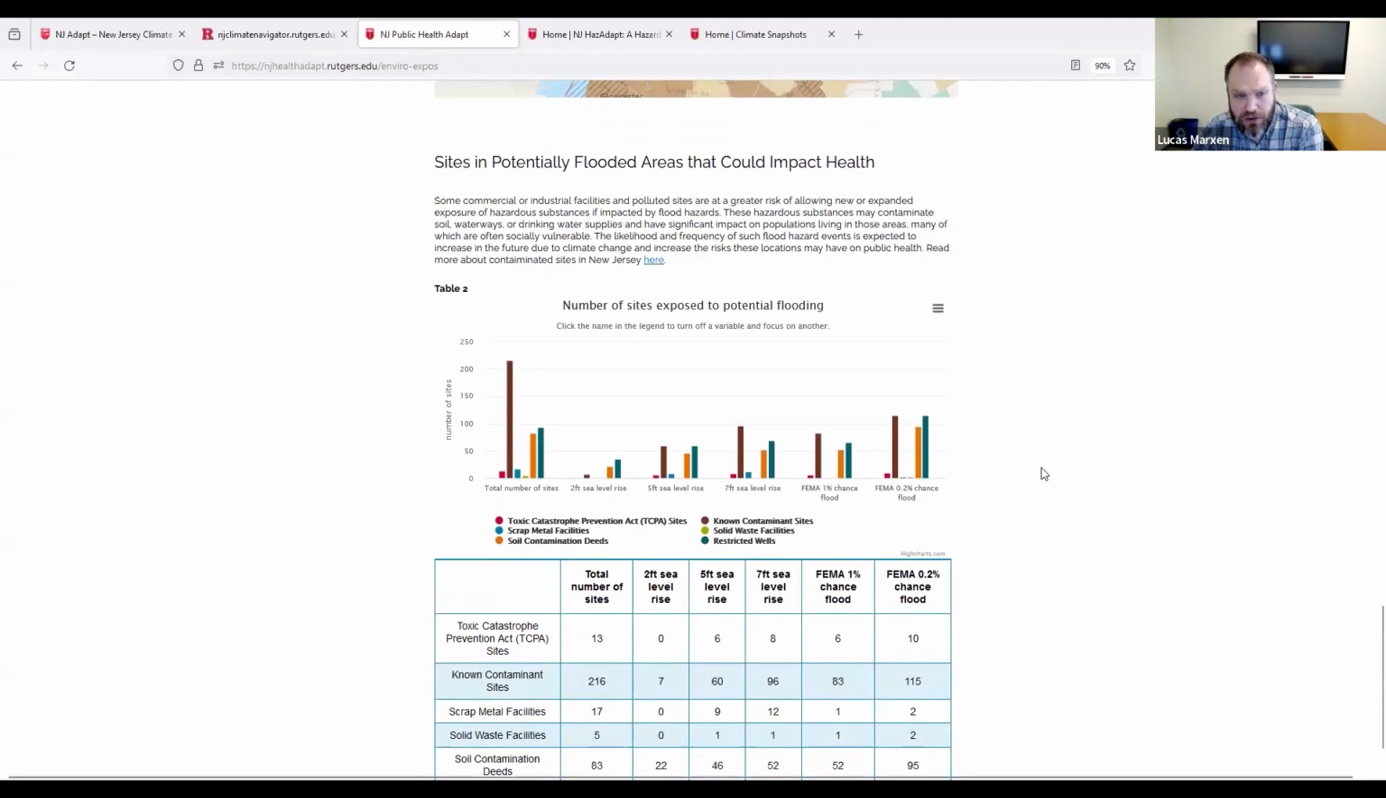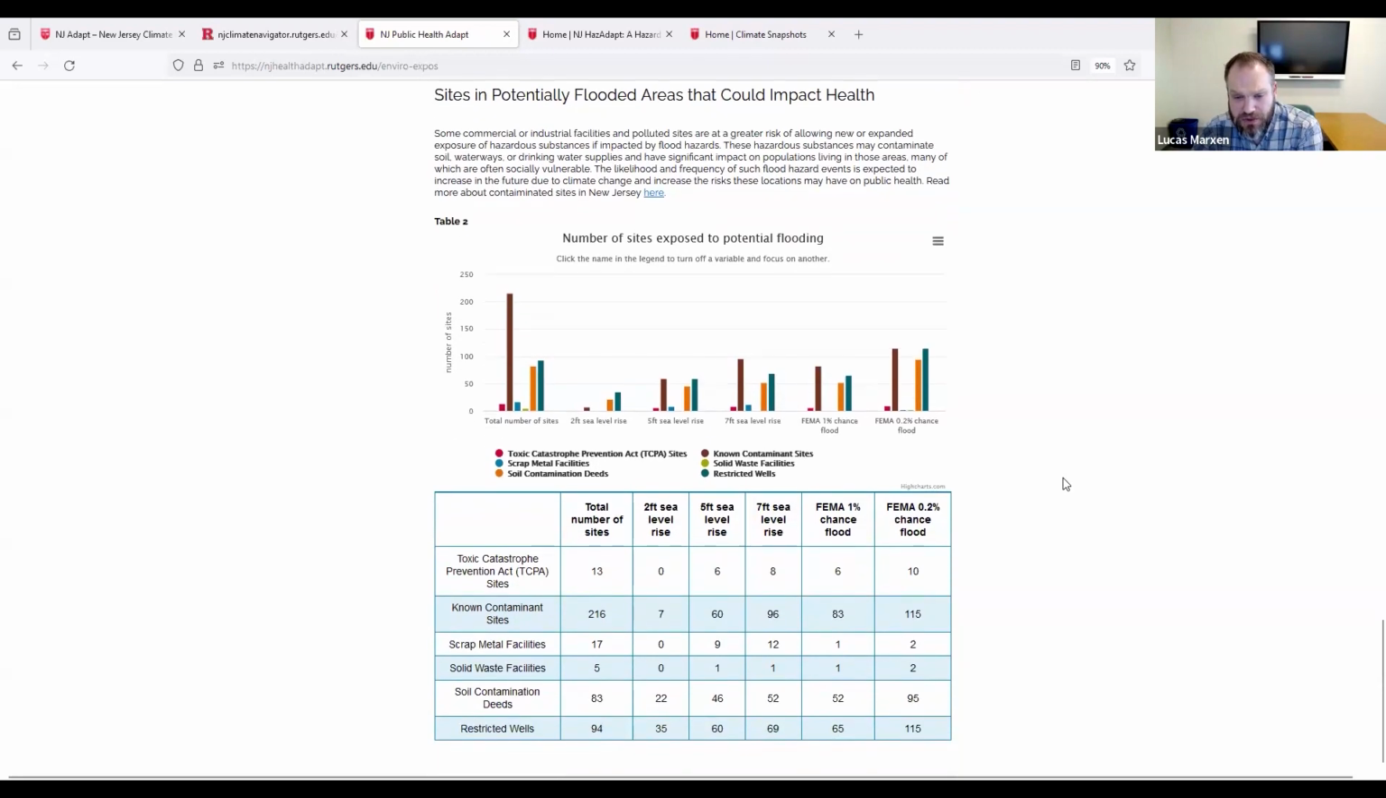And then finally, we include sites that could be potentially in flooded areas that can impact health. So these are specifically looking at sites such as Toxic Catastrophe Prevention Act sites, scrap metal facilities, soil contamination areas, known contaminated sites, solid waste facilities, and restricted wells where flood waters could potentially cause hazardous chemicals to leach into, say, water supplies or local waterways. And so we provide for each of these the number of sites within your locality, and then the number that are potentially impacted by 2 feet, 5 feet, and 7 feet of sea level rise, as well as the 100-year and 500-year chance flood events.